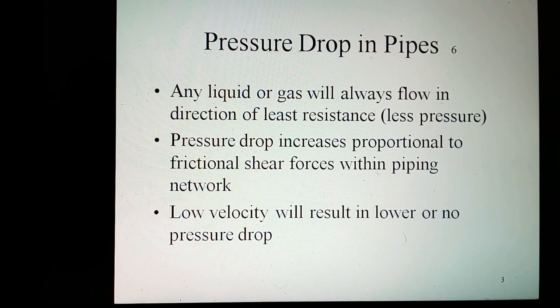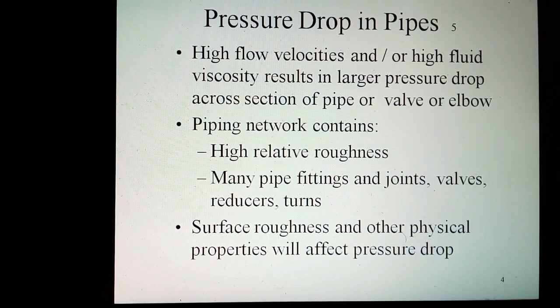Any liquid or gas will always flow in the direction of least resistance or lower pressure. Pressure drop increases proportional to the frictional shear forces within the piping network. Low velocity will result in lower or no pressure drop. High flow velocities and/or high fluid viscosities result in a larger pressure drop across a section of pipe or a valve or elbow. Low velocity will result in lower or no pressure drop.